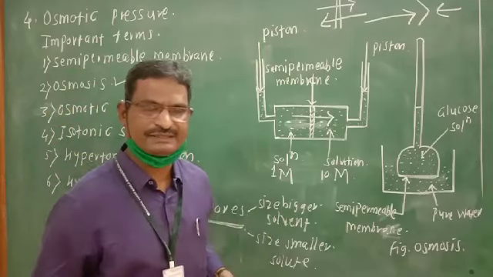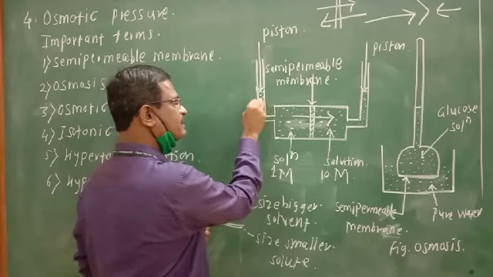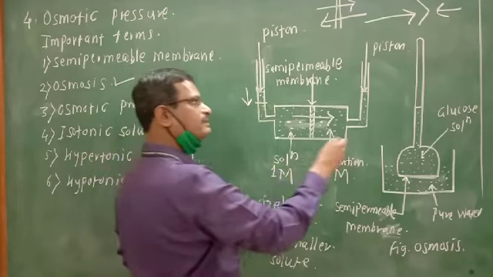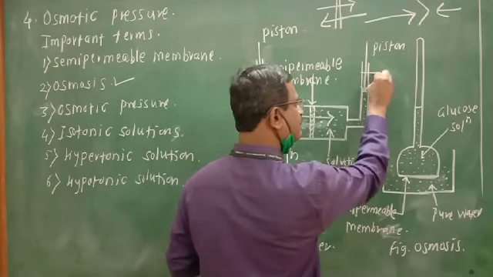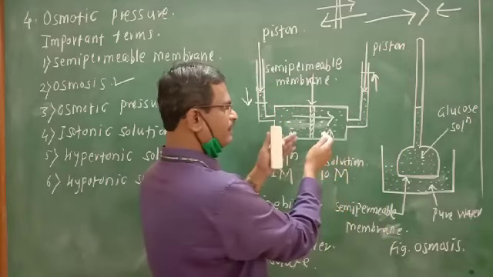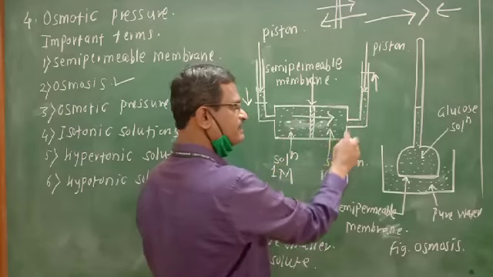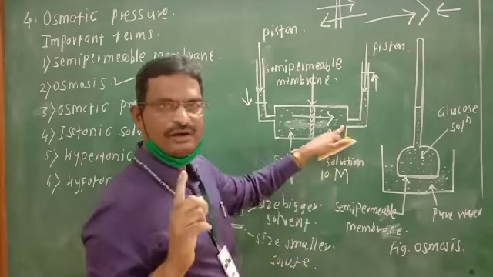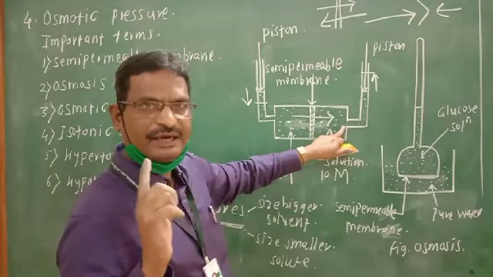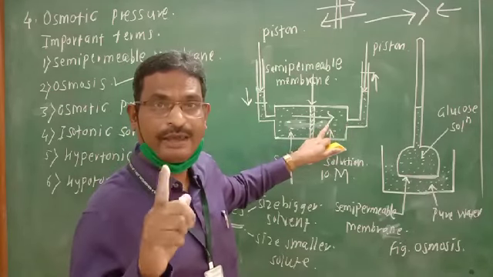Now after osmosis, what will happen? Whenever osmosis takes place, this piston comes down. This piston is coming down, whereas the level of this piston rises. This piston goes up. And why is it going up? Why does the level rise up? Because this side has a higher osmotic pressure. It has a higher concentration. It has a lower vapor pressure.